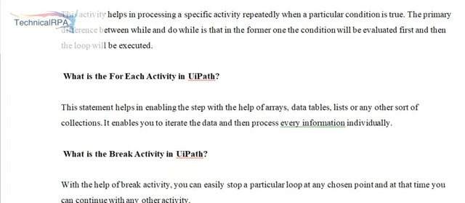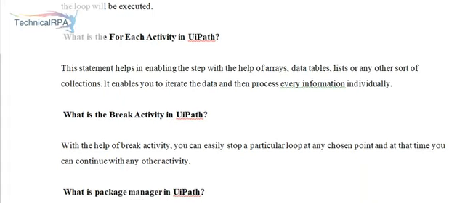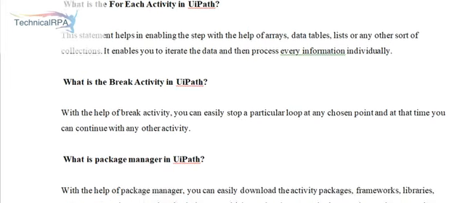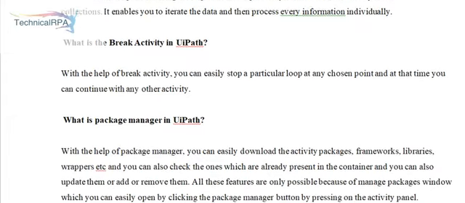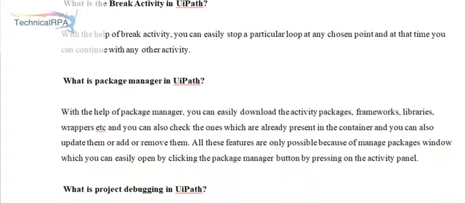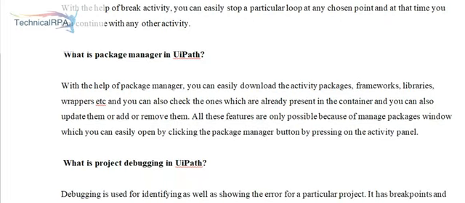What is the for each activity in UiPath? This statement helps in enabling the step with the help of arrays, data tables, lists, or any other sort of collections. It enables you to iterate the data and then process every information individually. What is the break activity in UiPath? With the help of break activity, you can easily stop a particular loop at any chosen point, and at that time you can continue with any other activity.